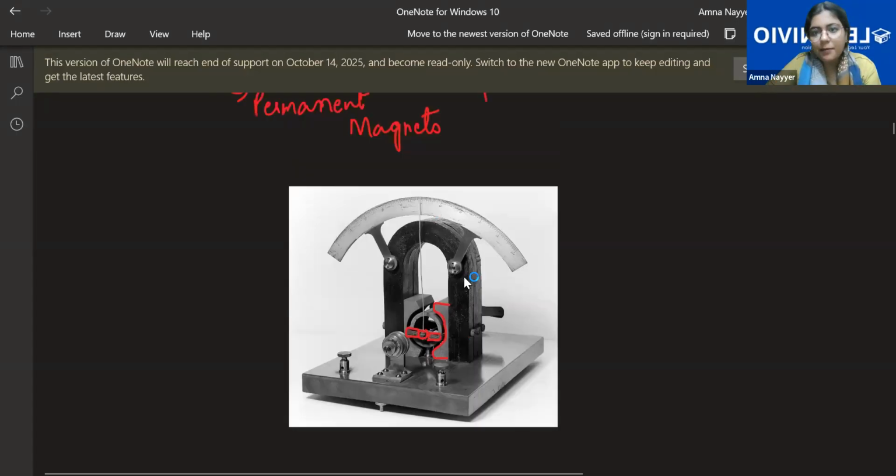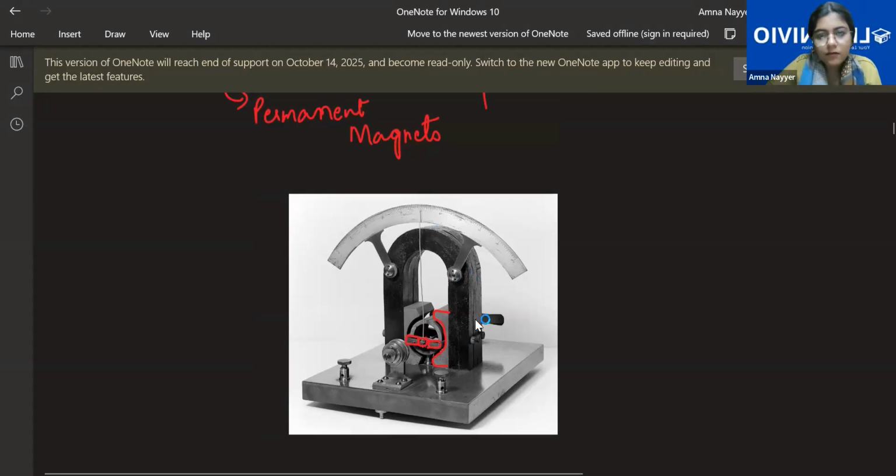Ma'am, what is around the permanent magnets? Yes, these are all the stands, the metallic stands and all, to hold them. The basic structure is what is working. The rest of it is just to hold them. Like see, this is attaching the scale and all.